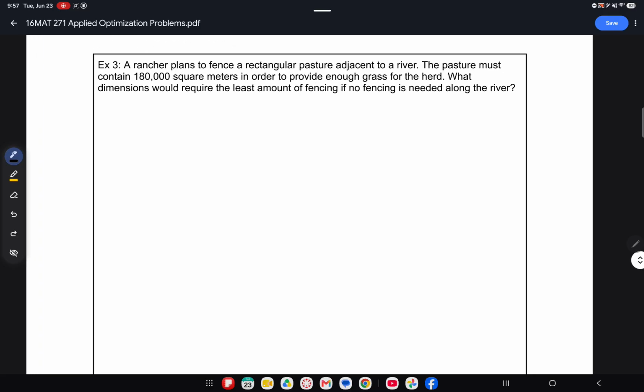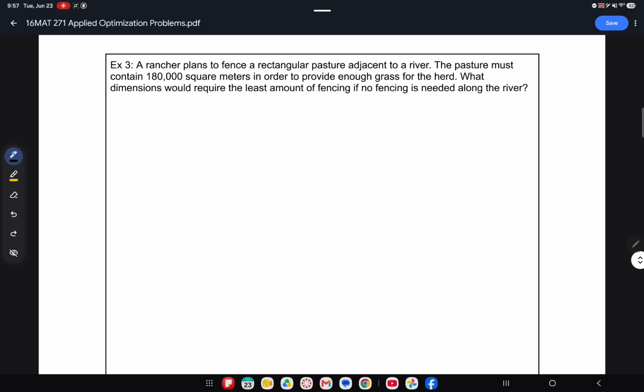Okay. Let's do another one. A rancher plans to fence a rectangular pasture adjacent to a river. The pasture must contain 180,000 square meters in order to provide enough grass for the herd. So that's an area. What are the dimensions that require the least amount of fencing if no fencing is needed along the river?